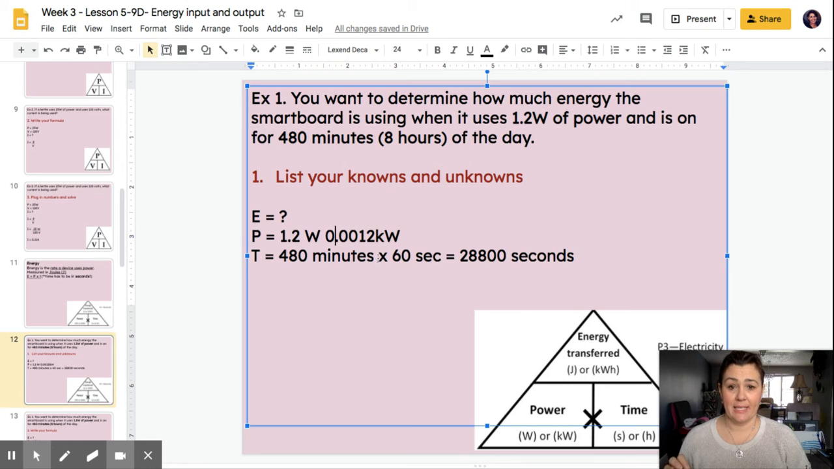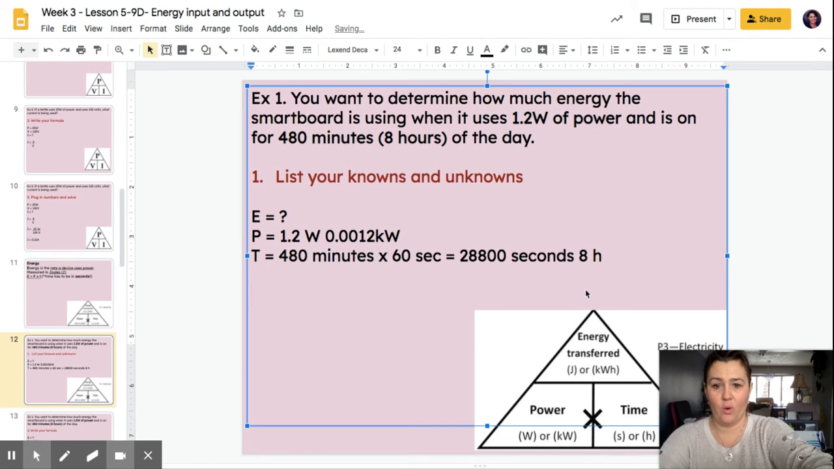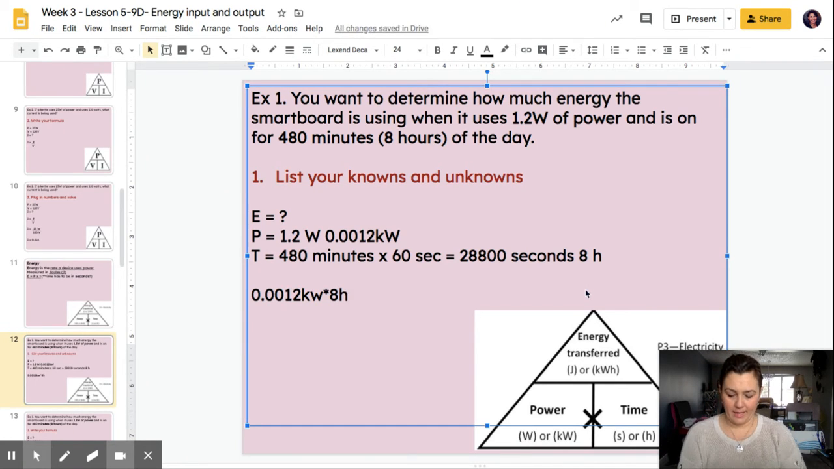Now, 480 minutes it's on for. But look at that, it actually tells me right here 8 hours. So I could just change this and make it 8 hours. If I wanted to make this into kilowatt hours, I would just go 0.0012 kilowatts times 8 hours, and put that into my calculator.